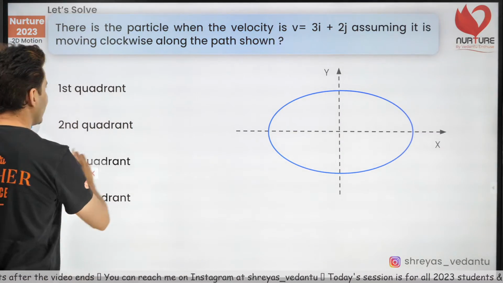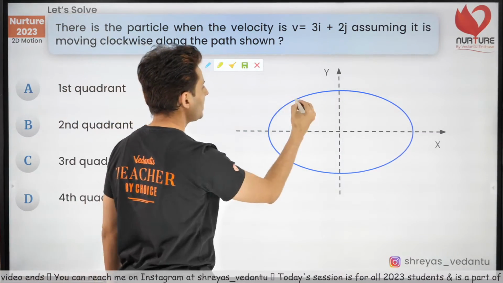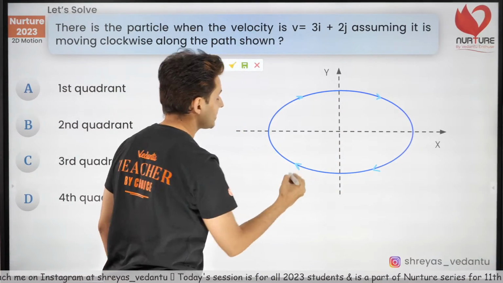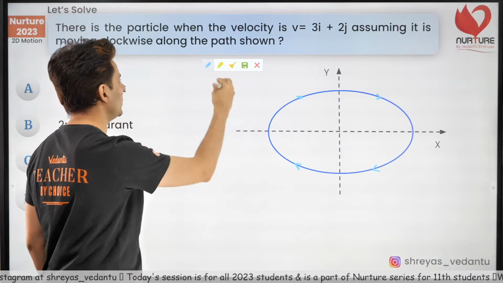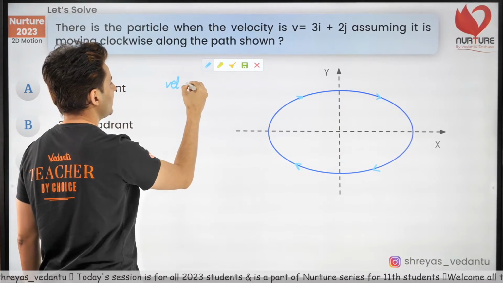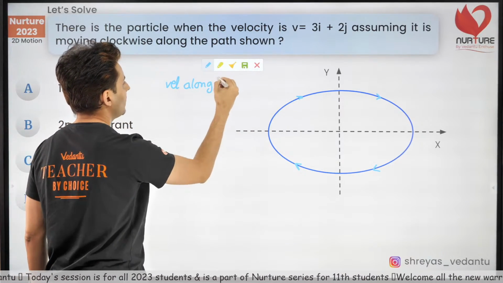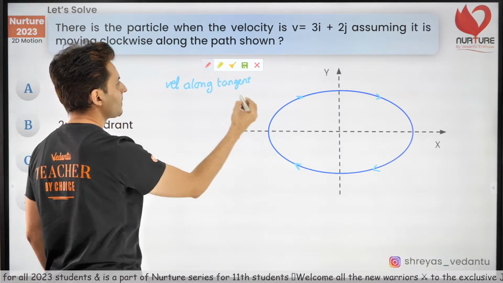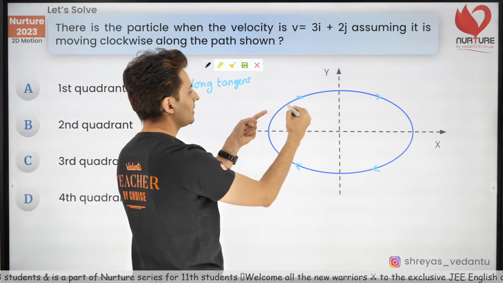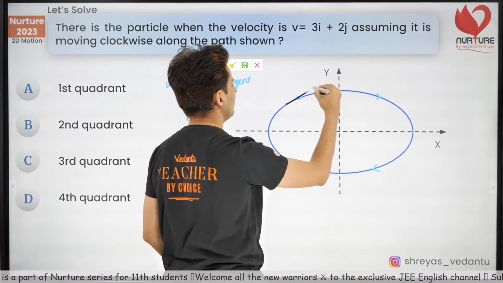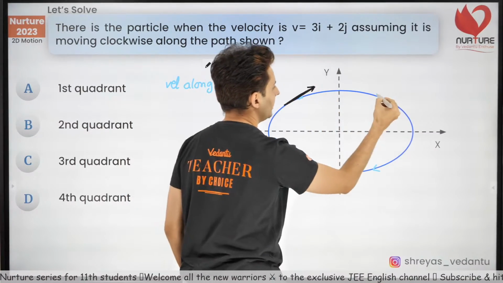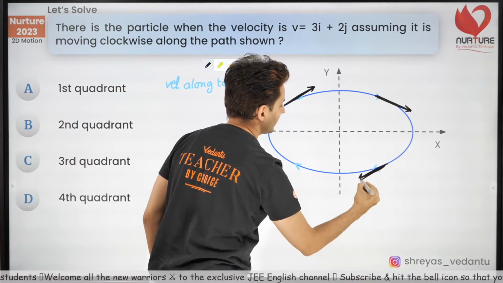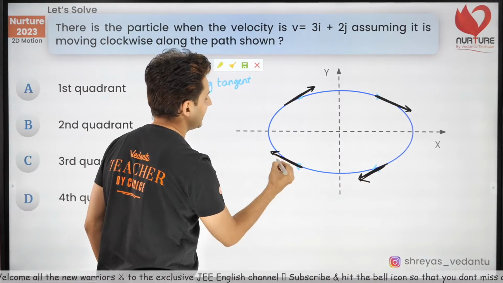Now, I don't know why so many of you got this wrong. The particle is going like this, obviously. Didn't I just tell you velocity is always along the tangent? I just told you this. That means over here, if you draw a tangent along that direction, the velocity will be like this. Over here, it will be like this. Over here, it will be like this. And over here, it will be like this.